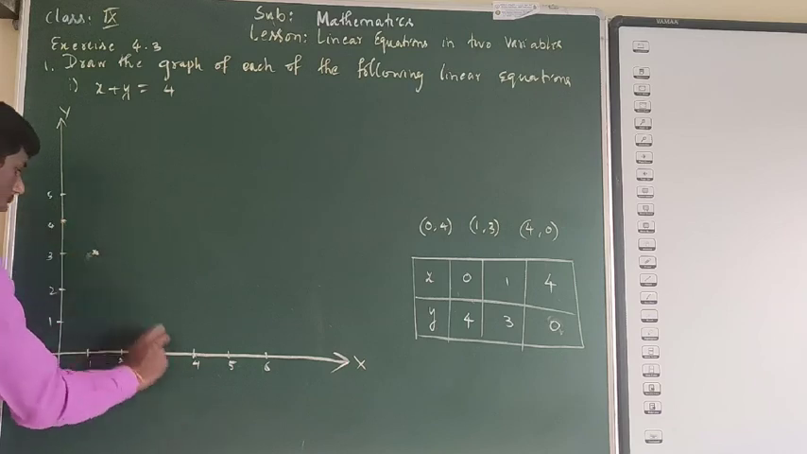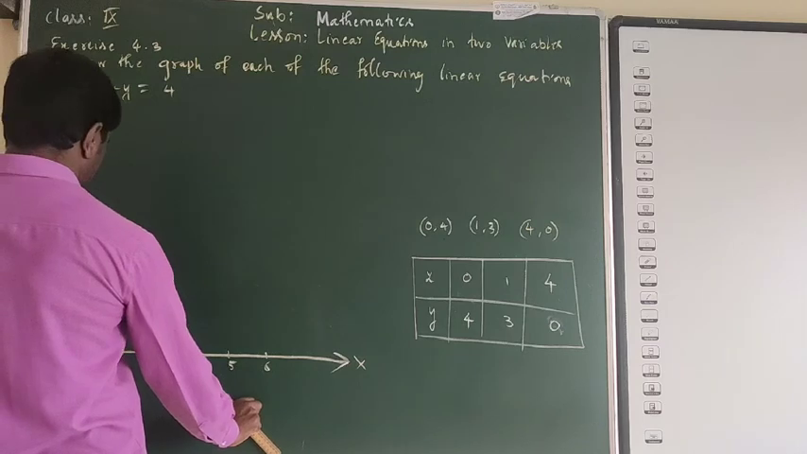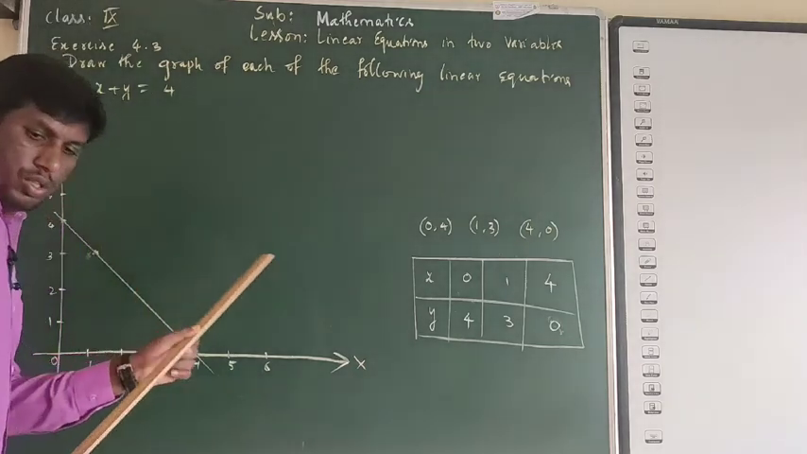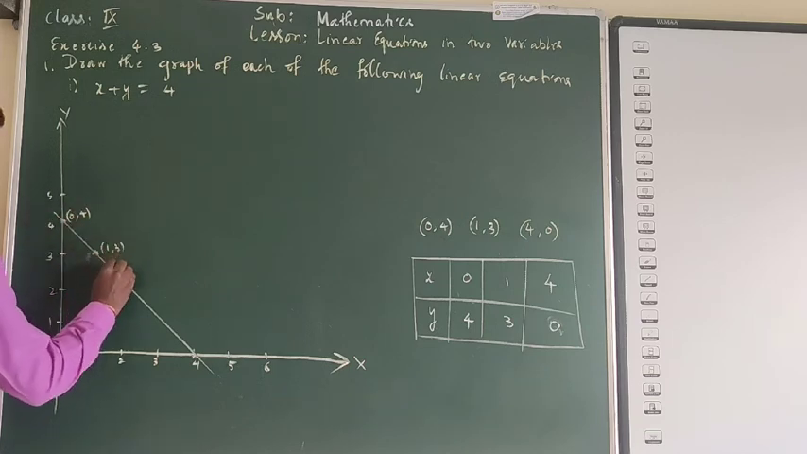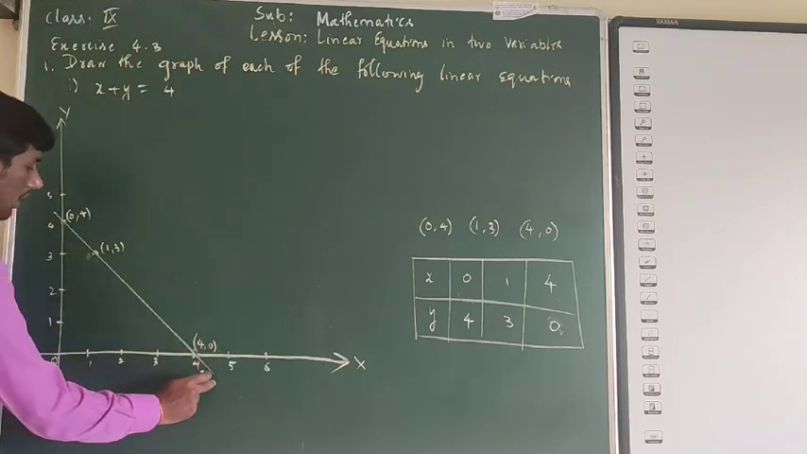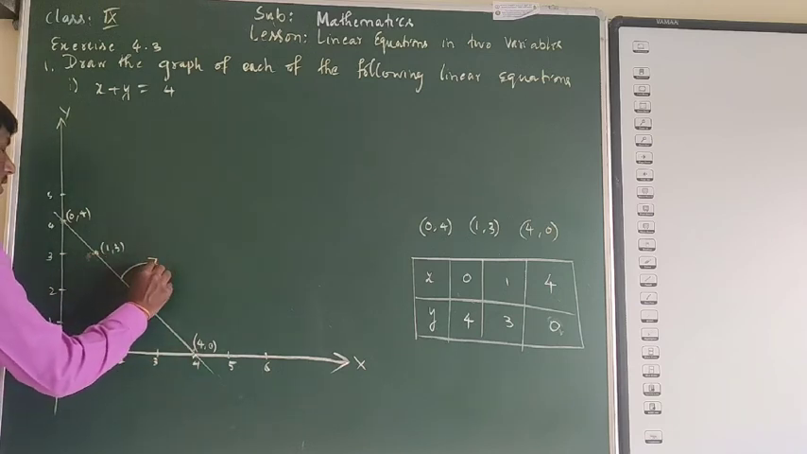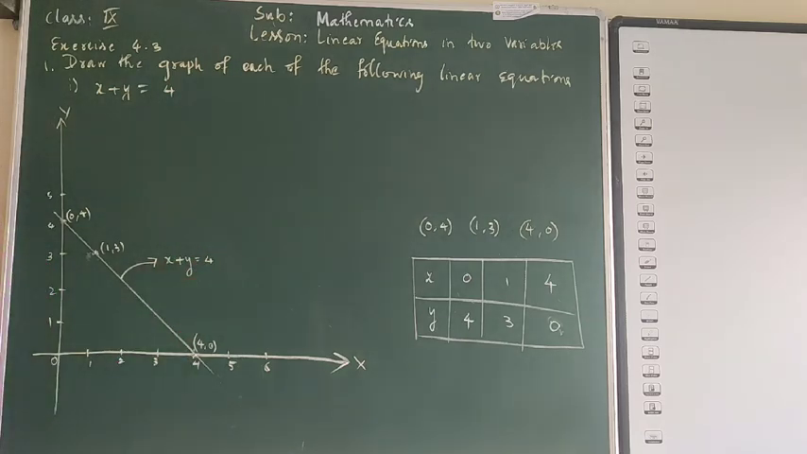Okay. So join these 3 points. If you join these 3 points, this is what? 0, 4, 1, 3, 4, 0. So this is the line. It will touch all these points. So this line will represent the equation x plus y is equal to 4. So these are the 3 solutions.